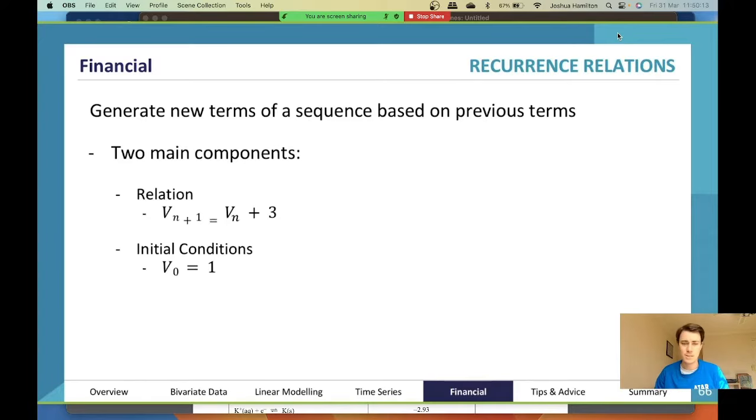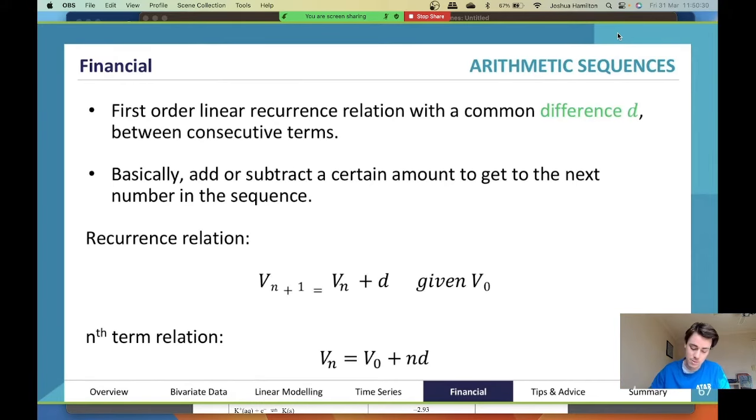They look like Vn plus 1 equals Vn plus 3, and then V0 is 1. So then you go, all right, the first value is 1, 1 plus 3 is 4. The next value, V1, is 4. So then 4 plus 3 equals 7. It's just very simple sort of maths. It just gives you things in an order.